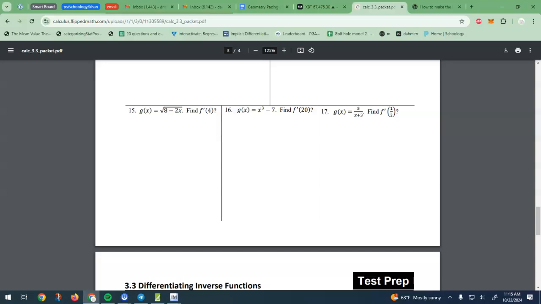So that's 8 plus 8, that's 16. Well, what's 16 to the 1 half? It's 4, and the negative 1 half, you flip it, right? So it's 1/4 times that negative 2. So it should be negative 1/4.